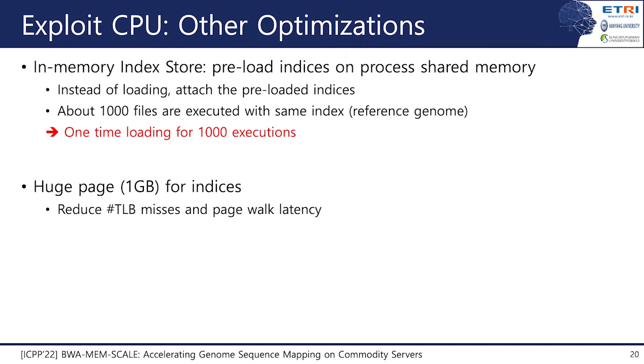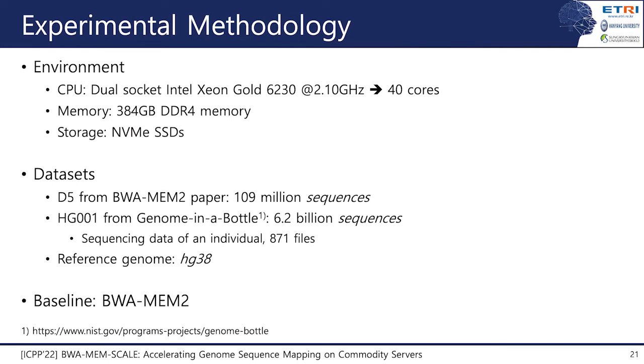Second, we apply huge pages for indices. We use 1 GB pages for indices. This reduces the number of TLB misses as well as page walk latency. Now, I will show our evaluation.